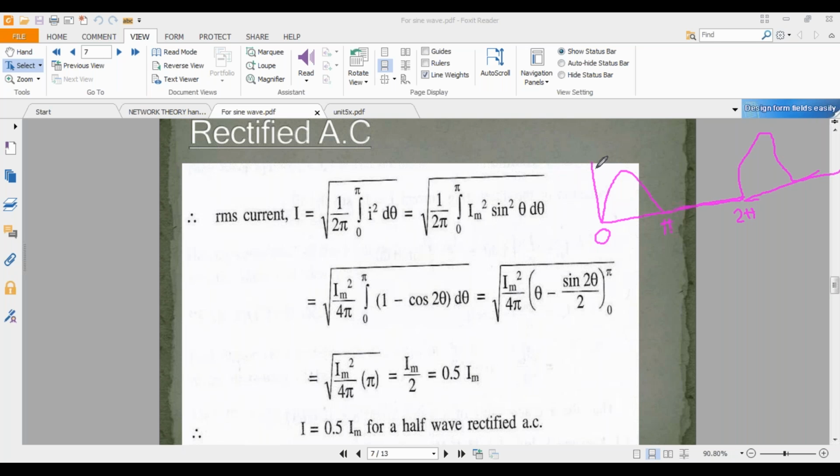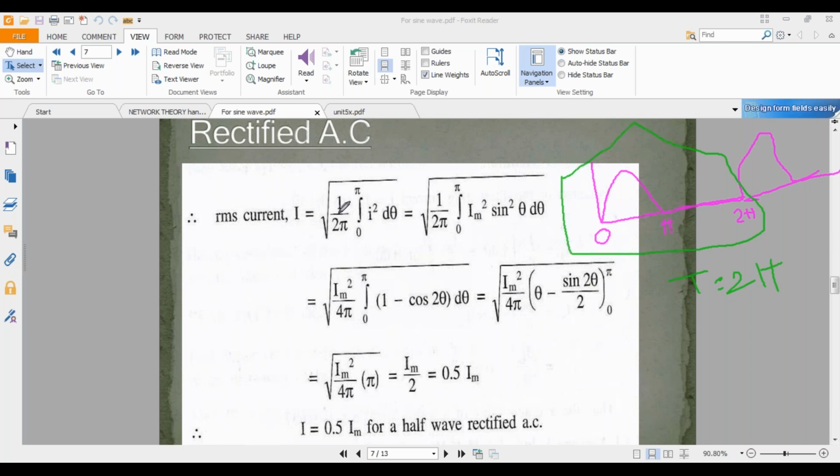This portion of the waveform is going to be repeating for the half wave rectifier output. The time period for this portion is 0 to 2 pi. T is equal to 2 pi.